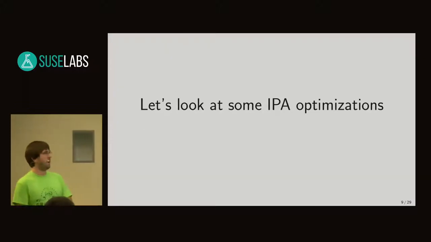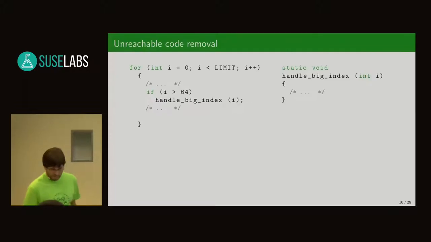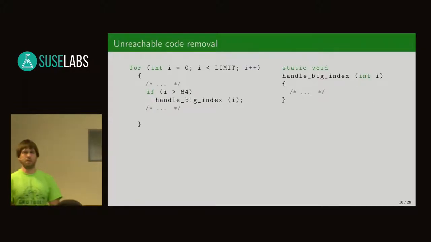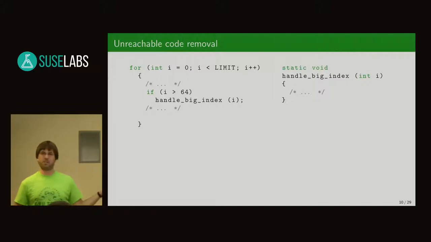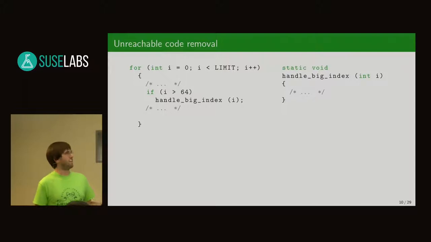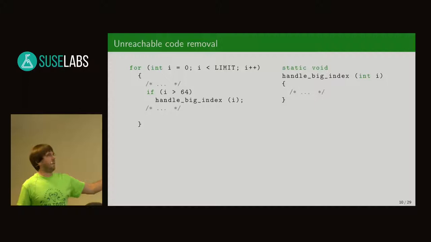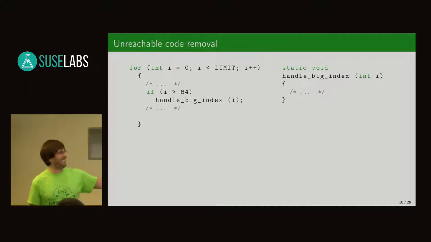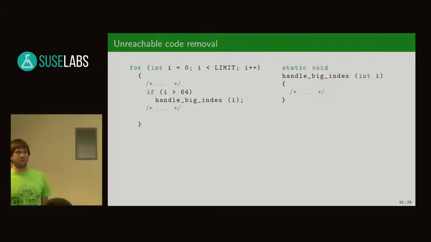So let's look at some more advanced IPA optimizations. Another one that people often do not realize is very important, and especially important with LTO, and is one of the biggest benefits of LTO, is unreachable code removal. I mean, imagine that you have code like this: a loop that loops up to some limit, and if your index is over 64, you call some other function. If early optimizations can figure out that the limit is smaller than or equal to 64, or 65 even, then it knows that handle big index is never called, and everything in that if can be removed.